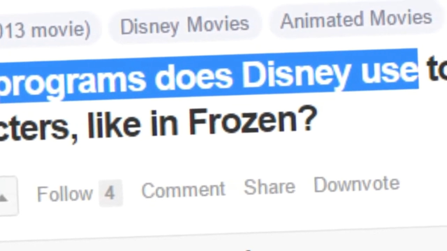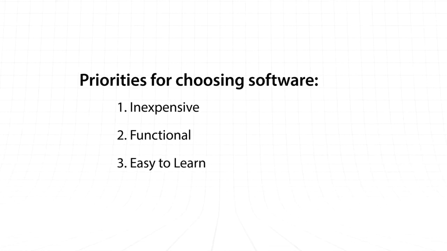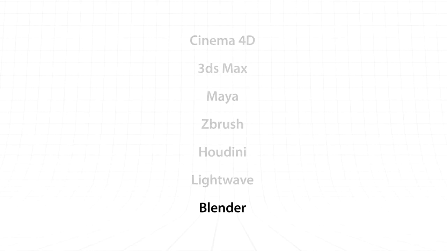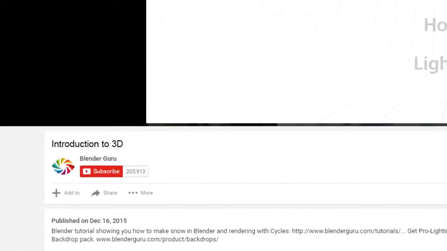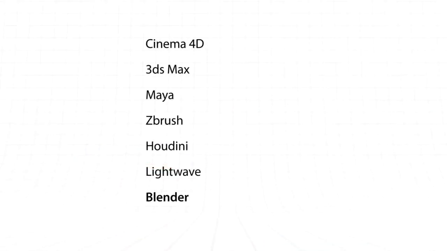In my opinion, your priorities for choosing a software should be 1. It's inexpensive, especially while learning. 2. It's functional to what you actually want it to do. And 3. It's easy to learn. So it's for these reasons that I recommend that everyone start with Blender. And I don't just say this because I happen to have a channel called Blender Guru. I say it for several reasons.